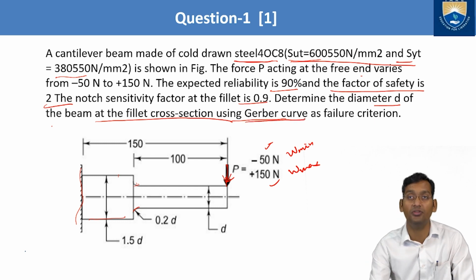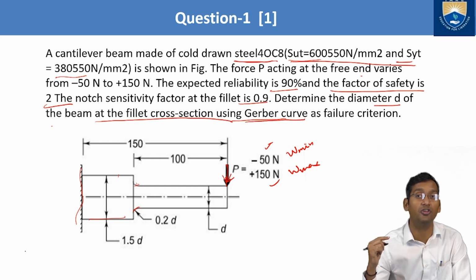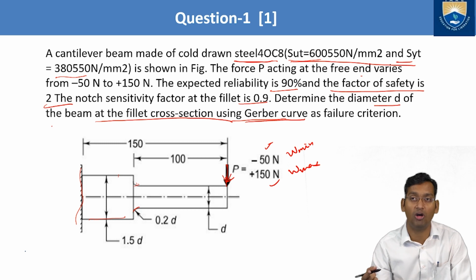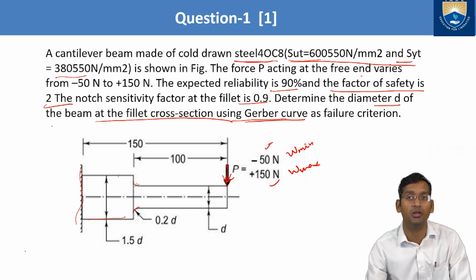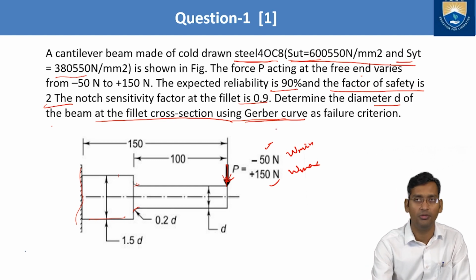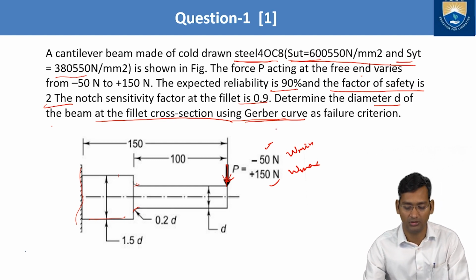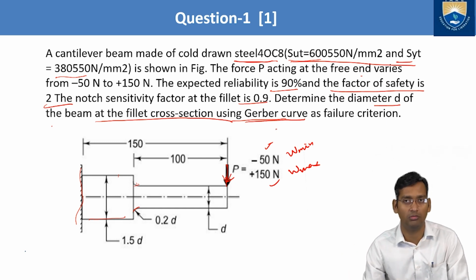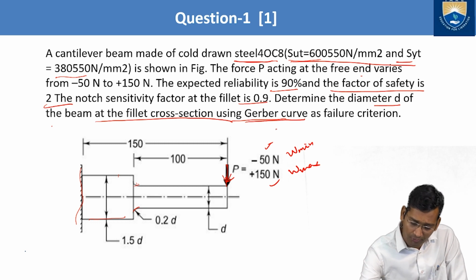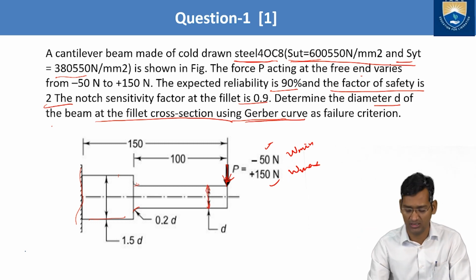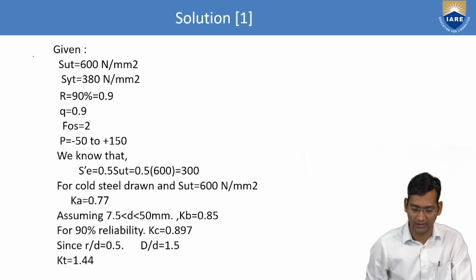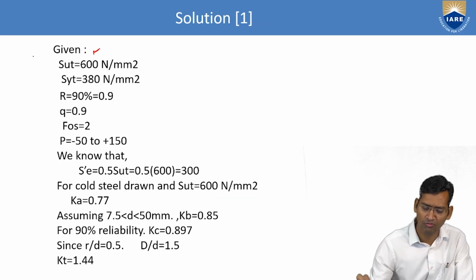Just see, as already mentioned, for non-linear relations we use Gerber's curve, and for linear ones, Soderberg and Goodman. So this is the third type, Gerber's curve. Everything will be the same, only the second term will have the square root. So what do we have to find? This diameter D we have to find. So let's see, what is given?